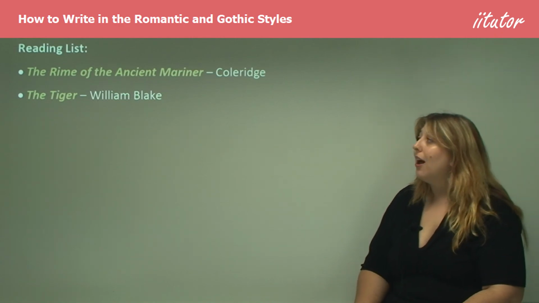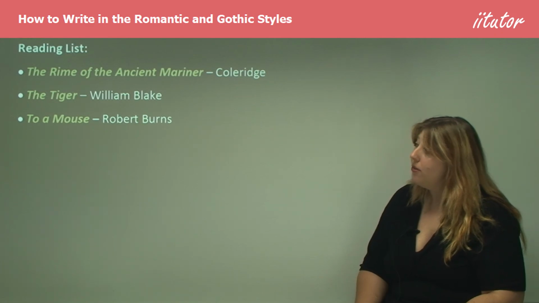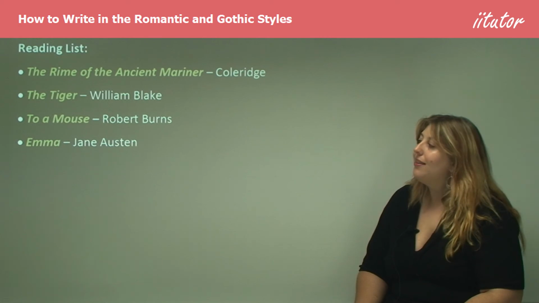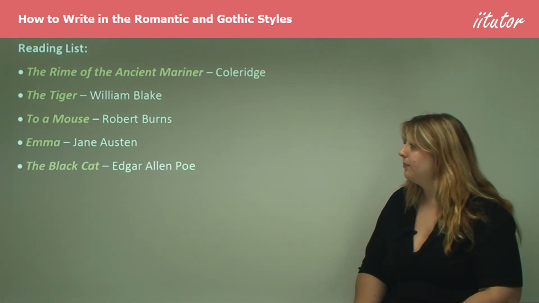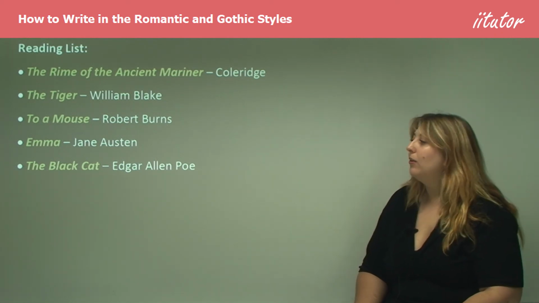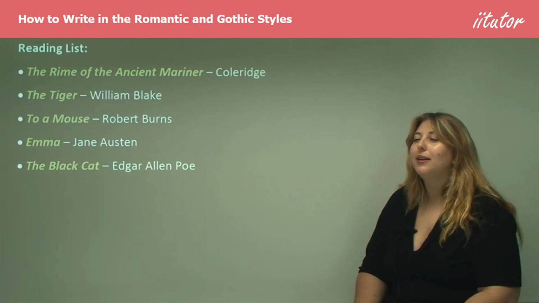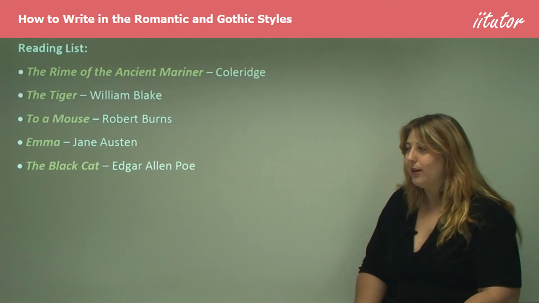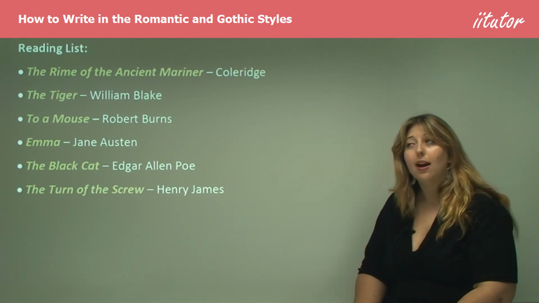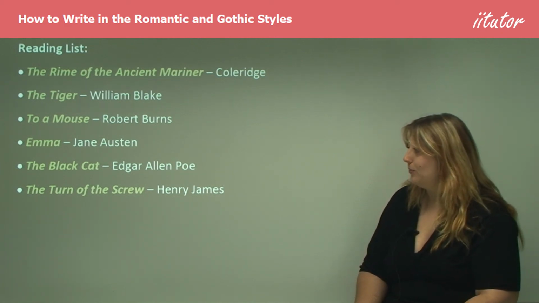You should also have a look at The Tiger by William Blake, which is short and sweet. To a Mouse by Robert Burns, which also makes great additional material. Emma by Jane Austen. It's probably one of the easiest Jane Austen stories to get into. And even though we talked about The Telltale Heart and The Raven, I would look at The Black Cat by Edgar Allan Poe. It's a really engaging story and has a good mix of that tension and not being sure about the supernatural element. And then finally, if we're looking at that more Victorian type of Gothic, you would have a look at The Turn of the Screw by Henry James.